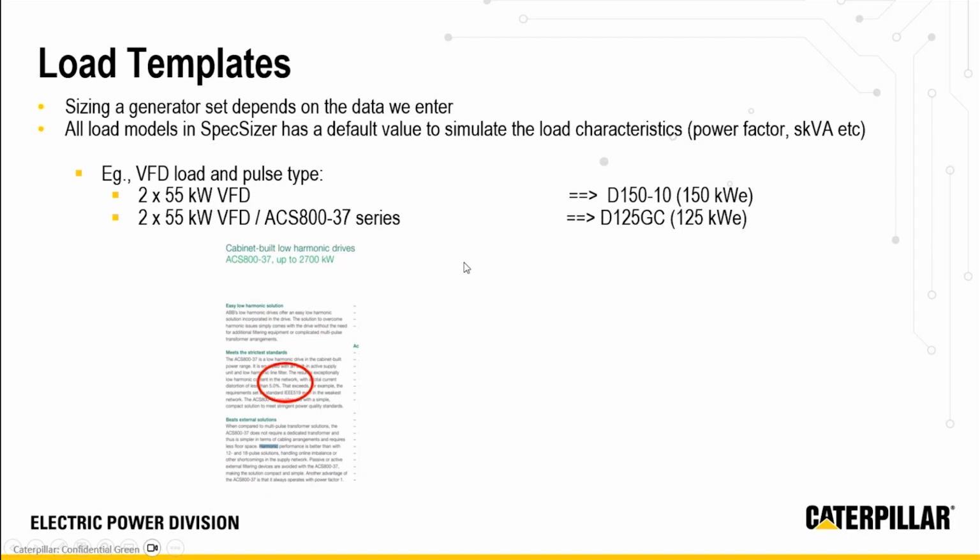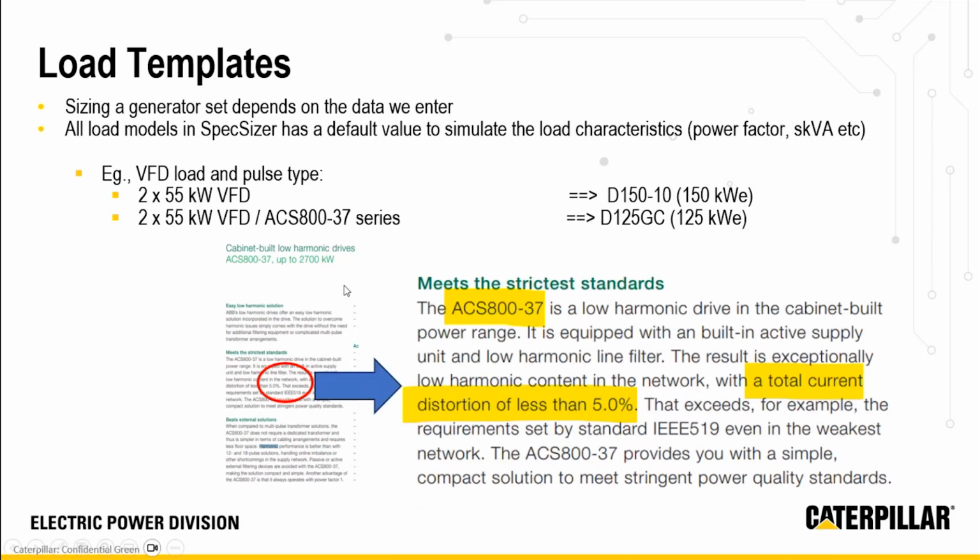But take a few moments, go on to the web and do a little bit of a search, because the customer has specified that the 55 kilowatt VFD is not just a VFD, it is a model called ACS 800, which is an ABB drive. That can trigger you to find out more information about the drive. Go onto the web quickly and do a little bit of research, and you can find that the ACS 800 series actually uses a low harmonic drive with a THD of less than 5%. This information is very critical, because if you use it to model these two 55 kilowatt VFDs, you can size a 125 GC, which is a 125 kilowatt genset, which makes a difference in terms of cost.